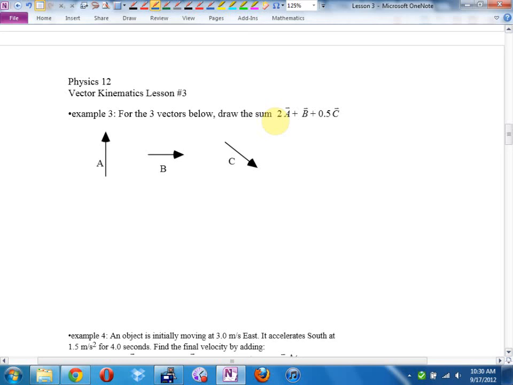How do you multiply vectors? We don't teach it here in high school. The answer is there's 2 different ways. There's something called a dot product, and when you use a dot product, you get a scalar answer. And there's something called a cross product, and when you use a cross product, you get a vector answer.